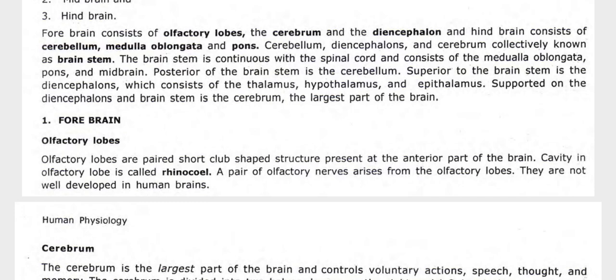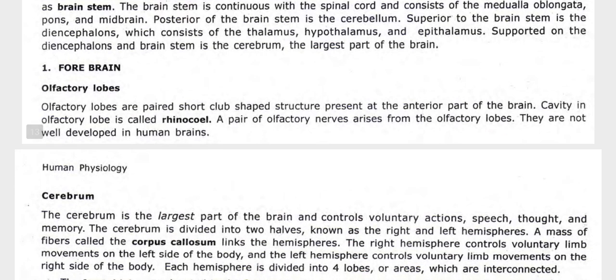Olfactory lobes are paired short, club-shaped structures present at the anterior part of the brain. The cavity in the olfactory lobe is called rhinocoel. A pair of olfactory nerves arises from the olfactory lobes. They are not well developed in human brains.